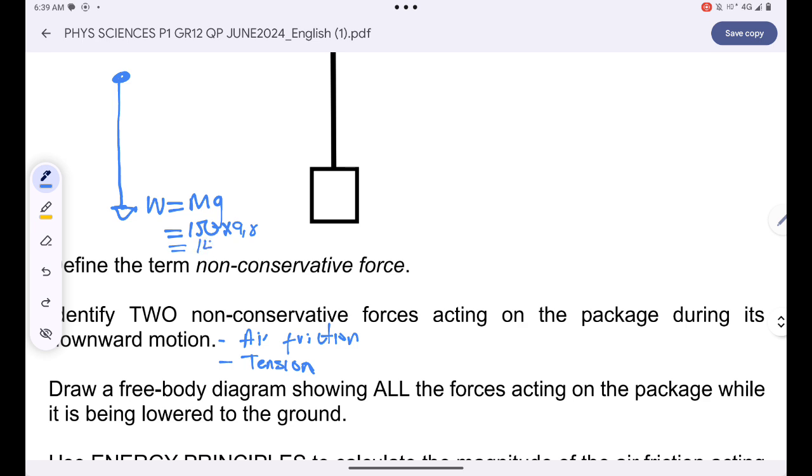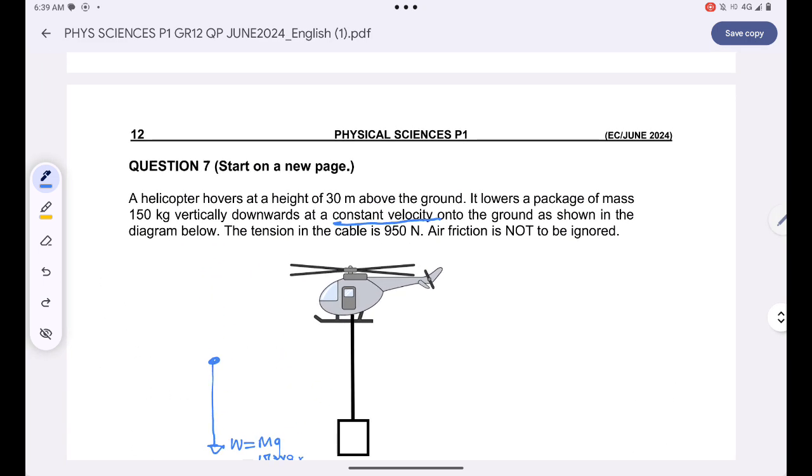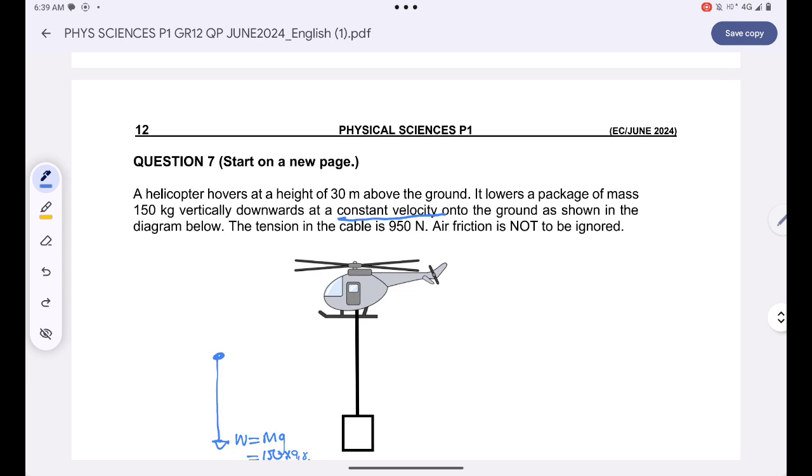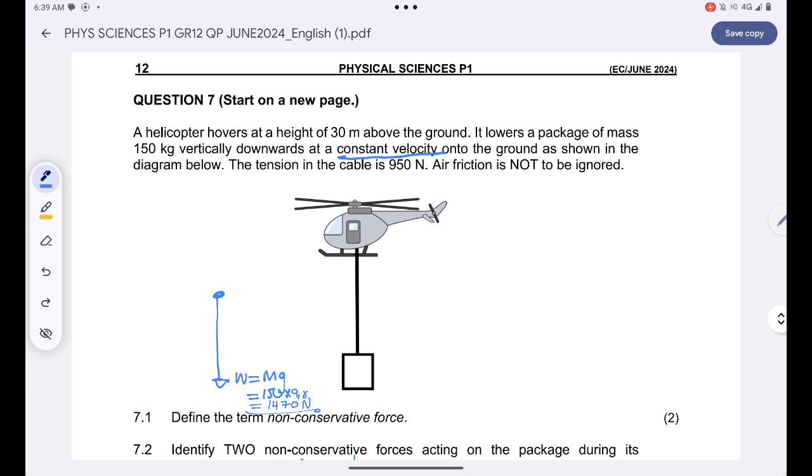This will simply give us a gravitational force of 1470 newtons. But remember, they told us that the package is being dropped at a constant velocity. It simply means that the forces acting on this package are at equilibrium. So if we have our tension as 950, that means we have a deficit on the upwards forces, so our frictional force should also act upwards. This will be the air friction.